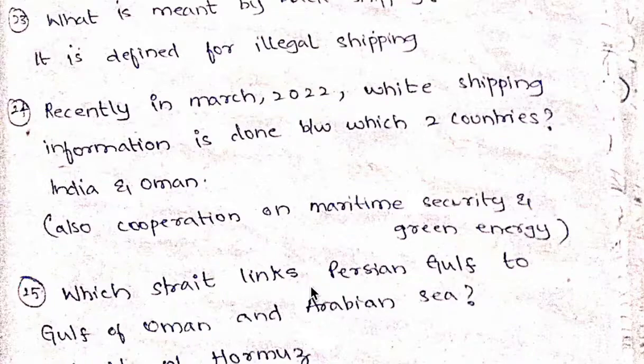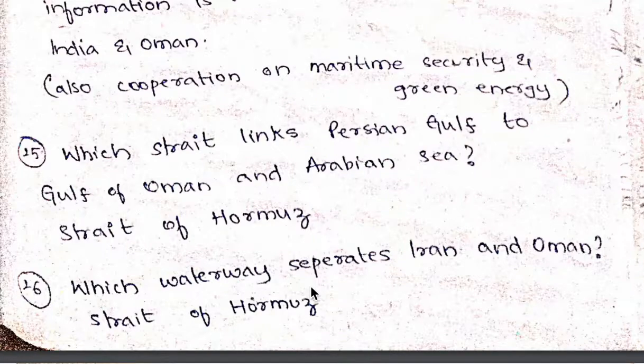So 24th question, recently in March 2022, white shipping information was exchanged between 2 countries. So what are those 2 countries? So those 2 countries are India and Oman. Okay, white shipping information pact is done between India and Oman. So this is like a cooperation on maritime security and green energy. So recently India and Oman signed a treaty and that is called the Cooperation on Maritime Security and Energy, Green Energy.